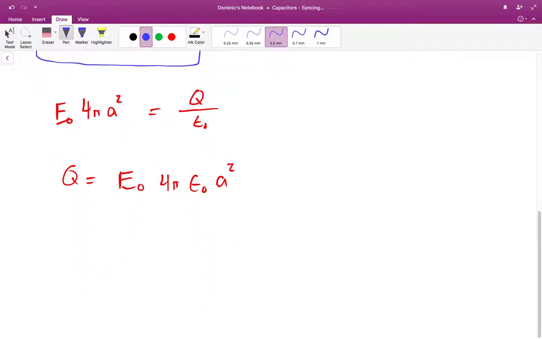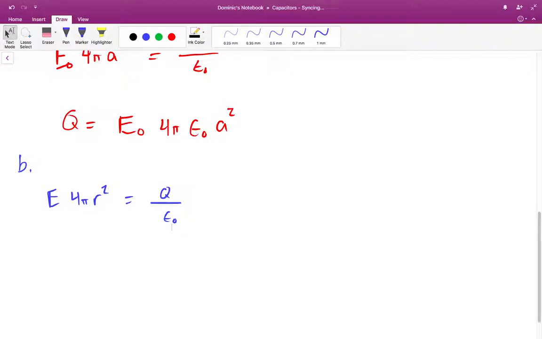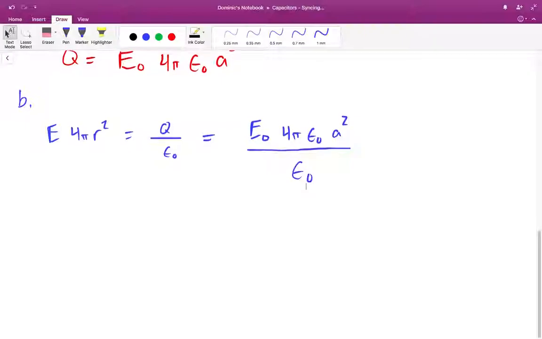And so what we can do then is using this same setup, this is part B. We have E times 4 pi r squared is equal to Q over epsilon naught. We know what Q is, we found that earlier in terms of E naught and A. And so on the right side of this equation, we're going to set that equal to E naught, again the electric field at r equal to a, times 4 pi epsilon naught a squared, and then that is divided by epsilon naught. And then we are going to solve for E.